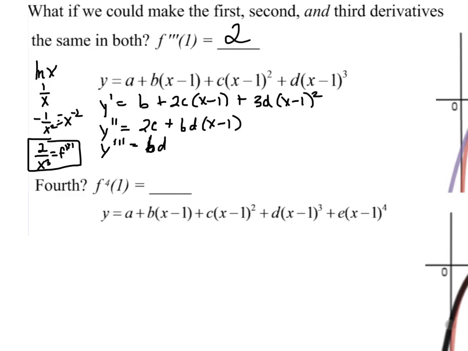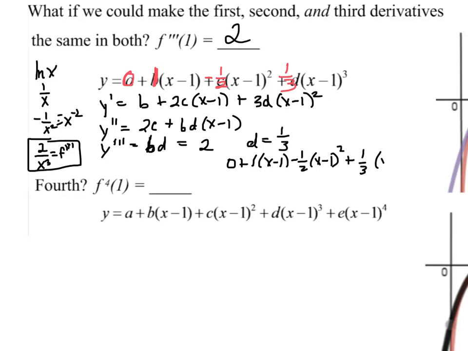Okay, so we want this to be equal to 2. So that means that d is 1/3. We knew from the previous slide that this was 0, this was 1, this was negative 1/2, and now we know that this is 1/3. So my polynomial becomes 0 plus 1 times x minus 1, minus 1/2 times x minus 1 squared, plus 1/3 times x minus 1 cubed.